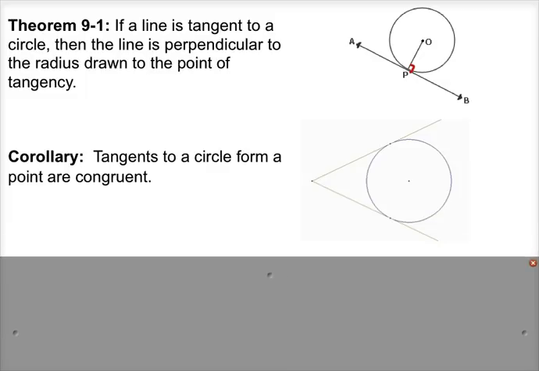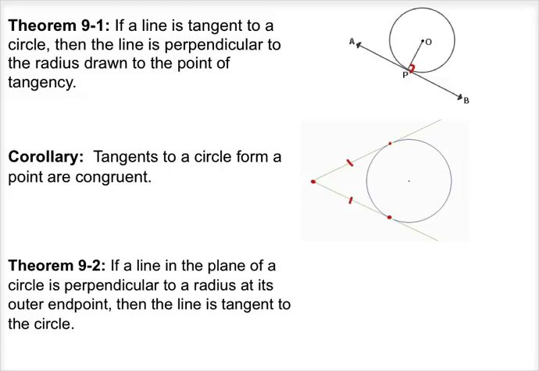Corollary. Tangents to a circle from a point are congruent. So if I look at the figure, here are two tangents that both go through the same point. So the tangent piece on this side is going to be congruent to the tangent piece on the other side. From that point to where the tangent intersects the circle on each side is congruent.